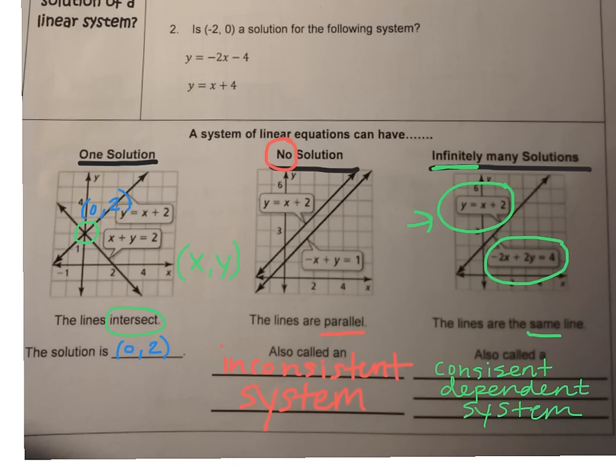So let's review this real quick. A system has one solution when the lines cross, or in other words, when they intersect, and the solution is that ordered pair, that point, the x and the y value. A system can have no solution when the lines are parallel, and that is also called an inconsistent system. And lastly, when two equations create the same exact line on a graph, it has infinitely many solutions, and it is also called a consistent dependent system.